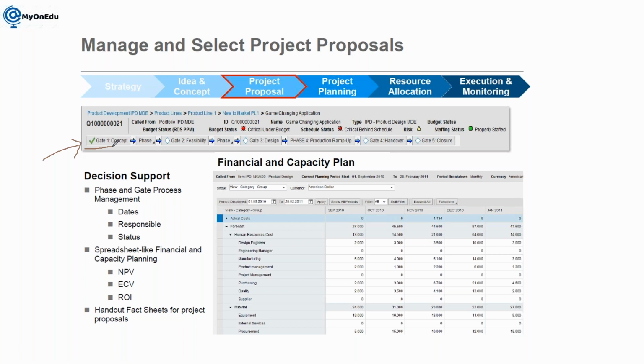So in the proposal, when we are creating it, it will have different stages, different phases. Like you can see here, concept created, then it is going to feasibility, then design, then production ramp up, and then handover. So this idea is having multiple stages. This one stage is taken as a concept. Here we can do the decision support, financial planning, capacity planning, and we can manage NPV, net present value, ECV, ROI. Once it is done, then only it is going to be approved. If it fits my organization's need, then it will go for the approval.